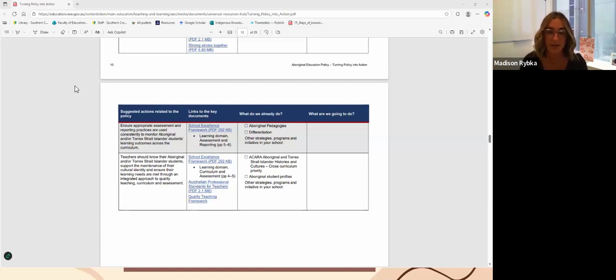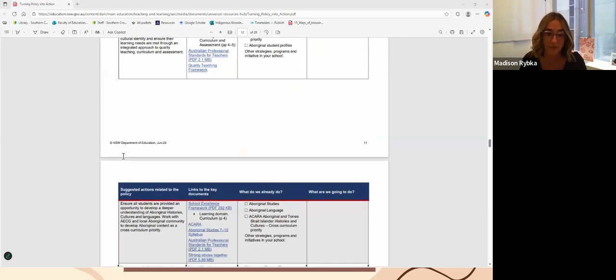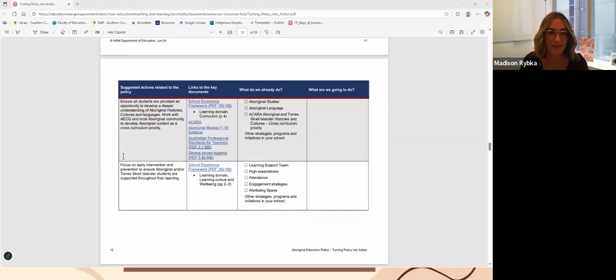It gives you information of how you can do that. I would also talk about all of these activities that we do to enhance cultural identity, whether you're Indigenous or non-Indigenous. I think that's very powerful. Looking at ensures all students are provided an opportunity to develop a deeper understanding of Aboriginal histories and cultures. Again, this is everything that we're doing in this tutorial that you can weave throughout your teaching practice.